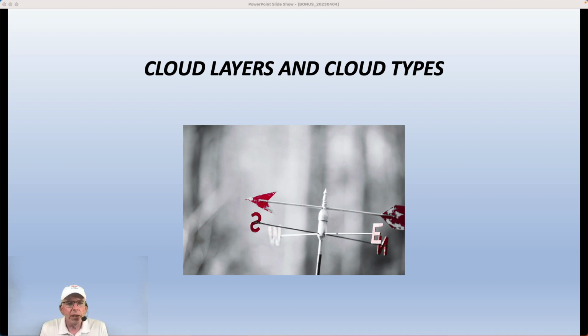And today we're going to be talking about cloud layers and cloud types, and also some of the interesting optical effects that can go on with water droplets and also with ice crystals.